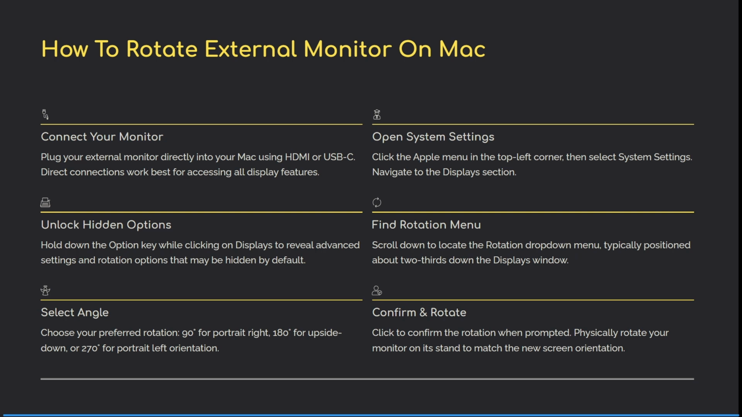external monitor directly into our Mac using an HDMI or a USB-C cable. This direct connection works best for accessing all display features.